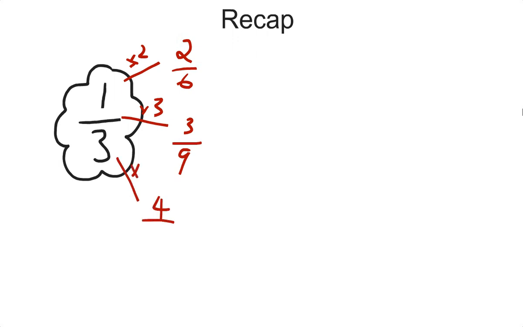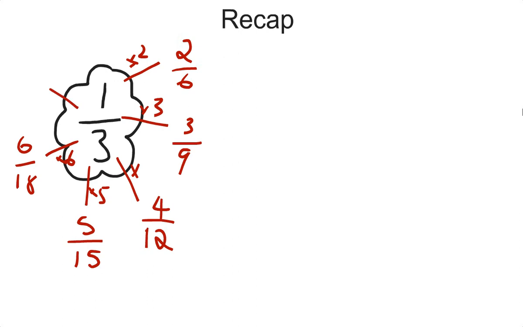So here we go. Some of you will remember that we multiply by 2, so you get 2/6, or you can multiply by 3 to get 3/9. You can multiply by 4 and you get 4/12, because 3 times 4 is 12. You can multiply by 5 and you'd get 5/15. You can multiply by 6 and you get 6/18. But by now I'm hoping that you can get the idea. If I was to multiply by 7, I'd get 7/21.